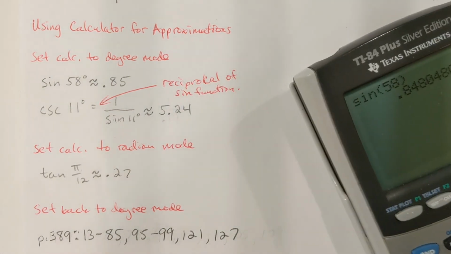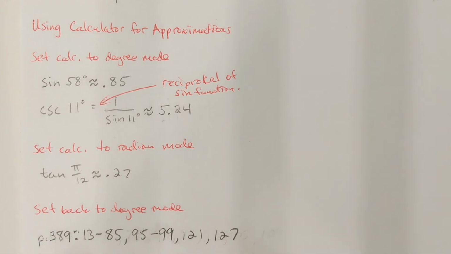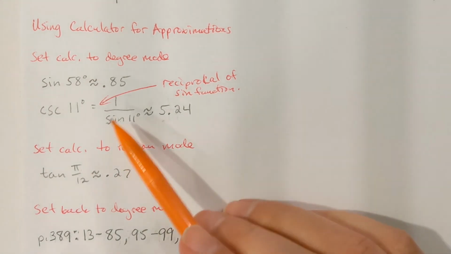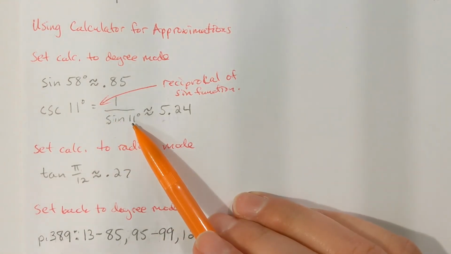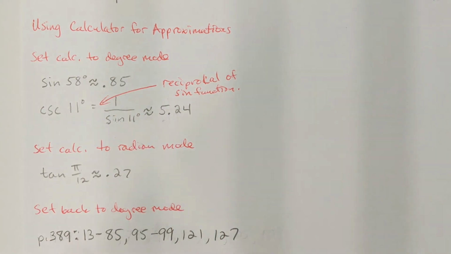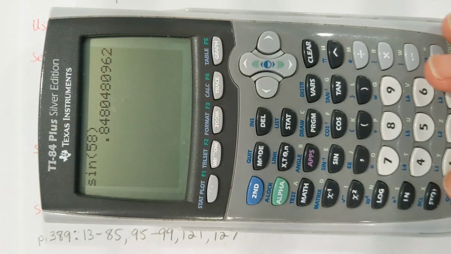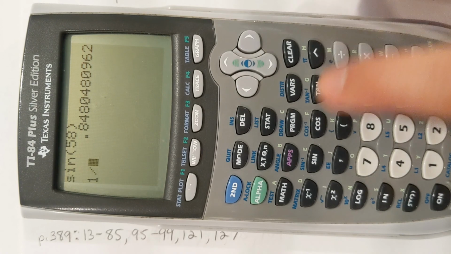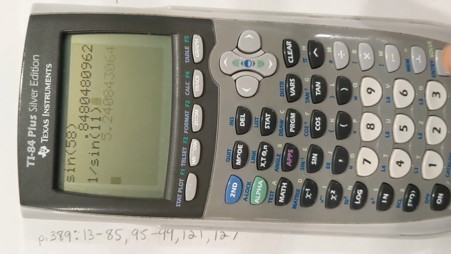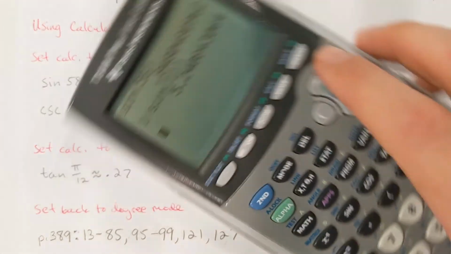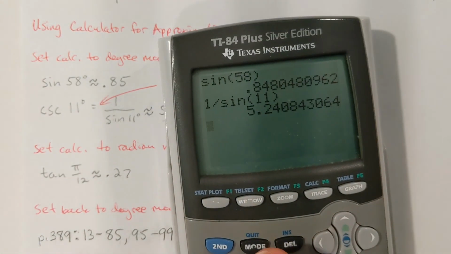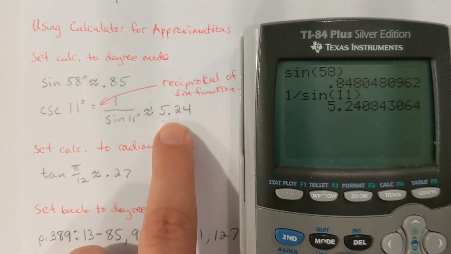Okay, cosecant of 11 degrees. Well, that'd be the reciprocal of sine of 11 degrees, right? So if I compute 1 divided by sine of 11 degrees, I would get cosecant of 11 degrees, which is roughly about 5.24 if you go nearest 2 digits on that.